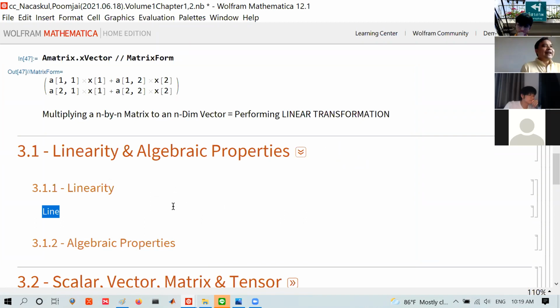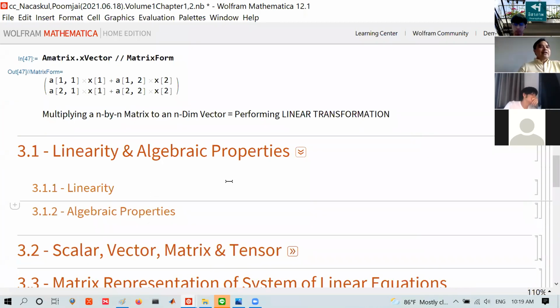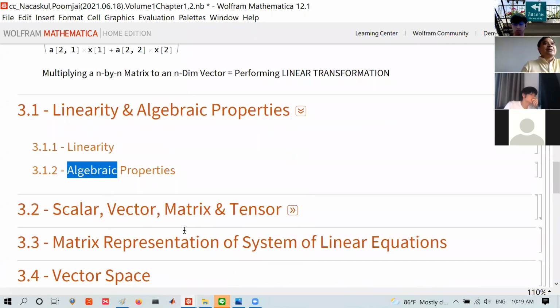Now, linearity is a more general concept, but let me go on to say another concept that you need to know, which is called algebra. Okay, algebra.